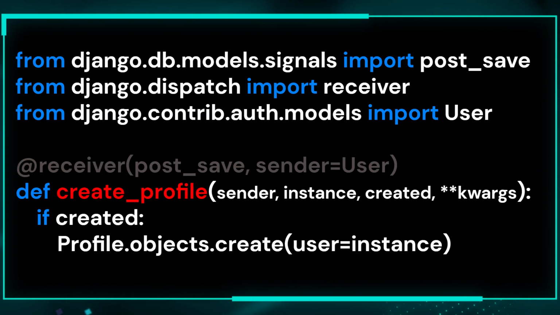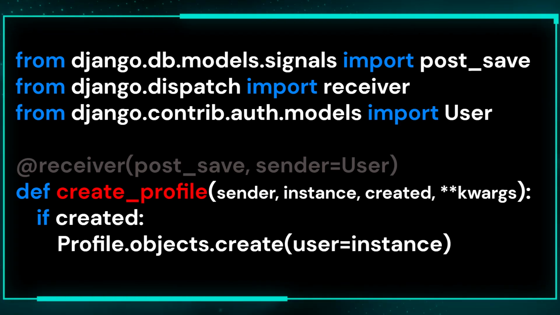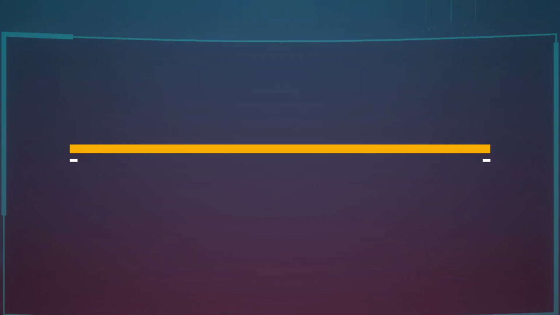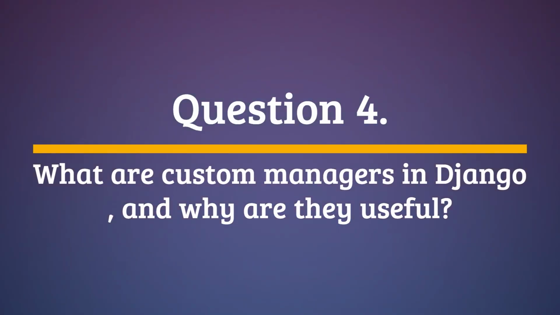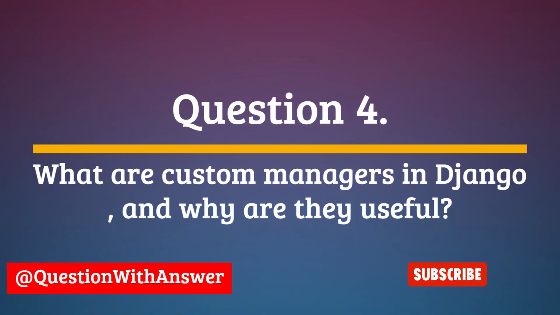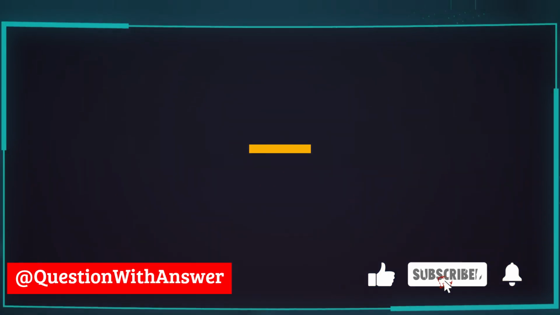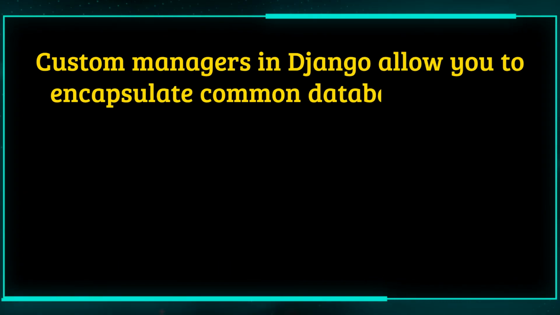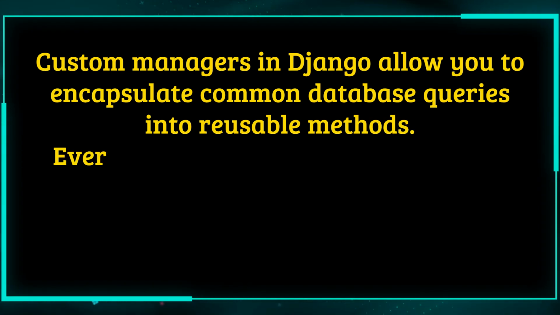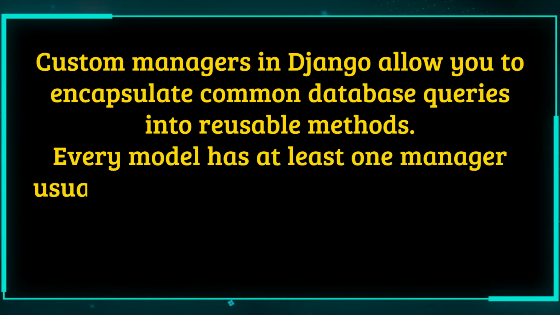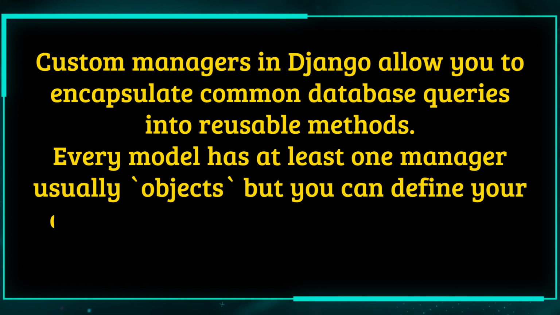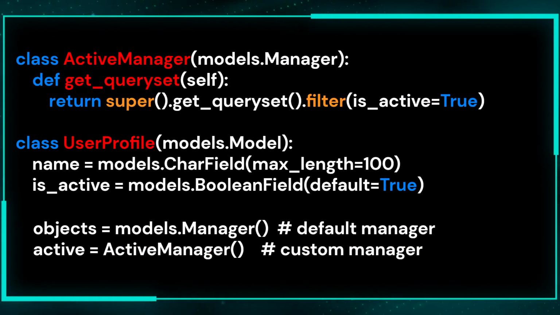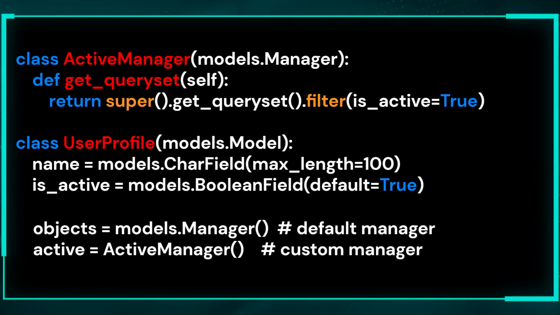Signals promote modularity and help automate background tasks like logging, email alerts, or syncing data between models. Question 4. What are custom managers in Django, and why are they useful? Answer. Custom managers in Django allow you to encapsulate common database queries into reusable methods. Every model has at least one manager, usually objects, but you can define your own by subclassing models.Manager and adding custom methods. This improves code readability and reuse.